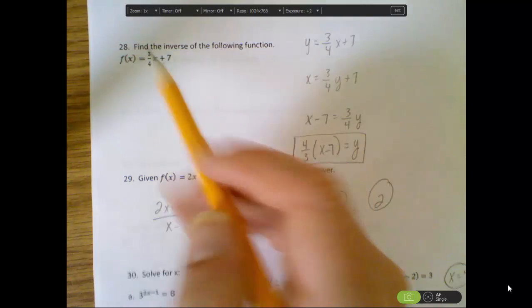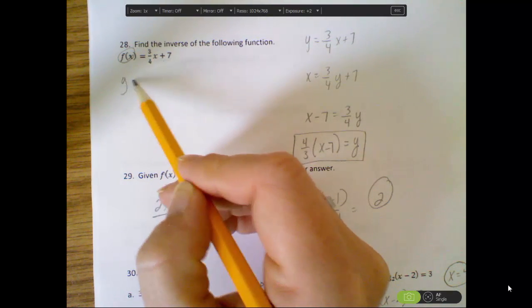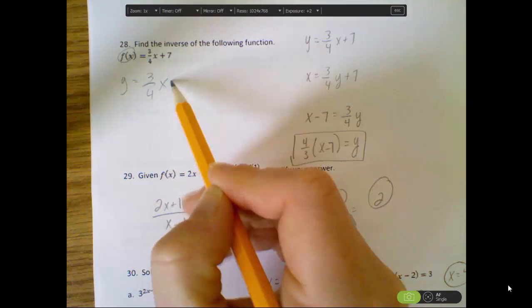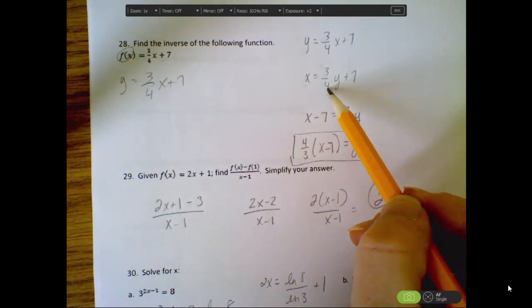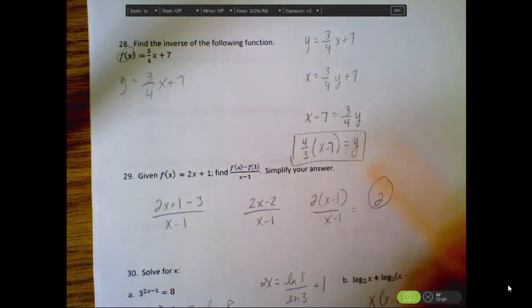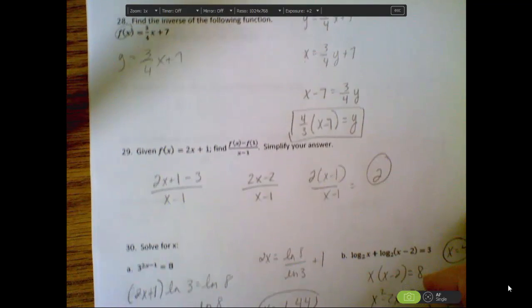The inverse, anytime you're asked to find the inverse, switch x and y and solve for y. So remember, this is a fancy way of saying y equals. So then switch the x and the y and get the y by itself. So that's what your final answer is when you do the algebra.